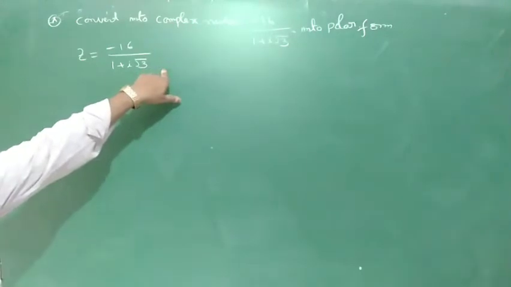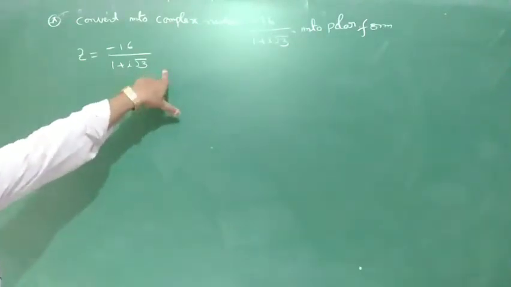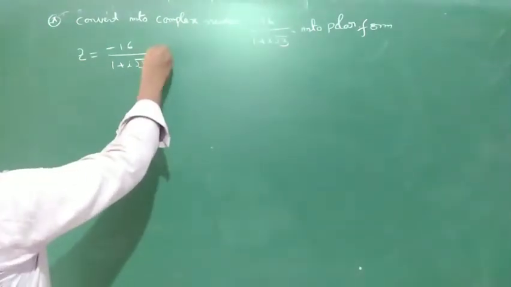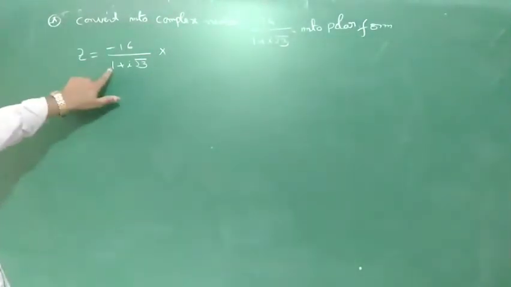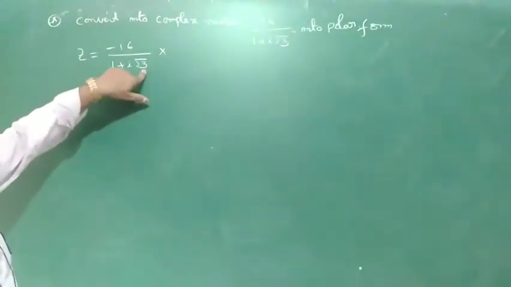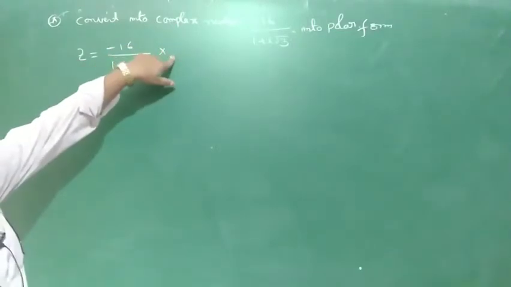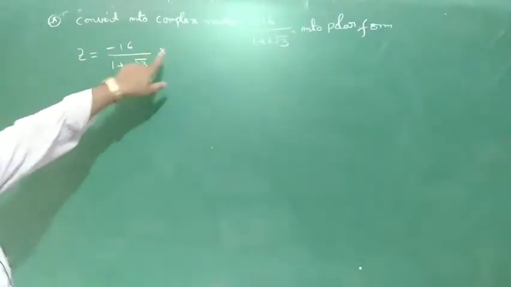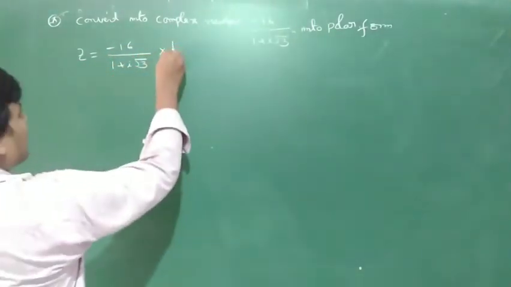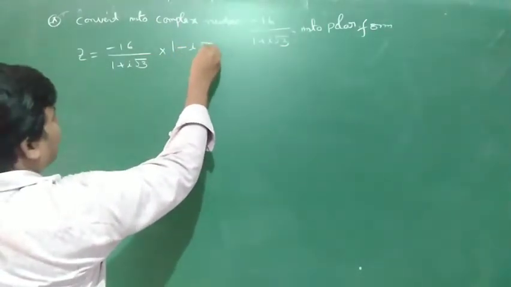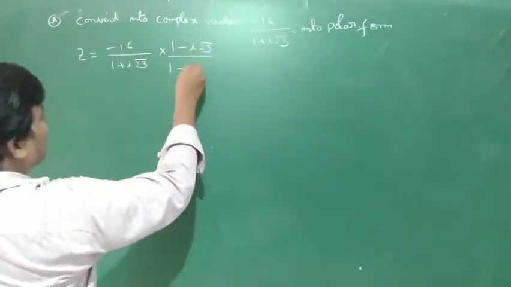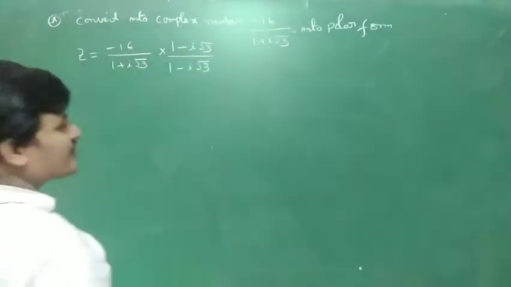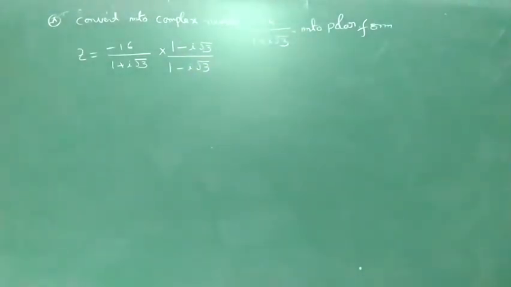What is the meaning of rationalization? For a plus ib, the rationalization is a minus ib, a sign change. So 1 minus i root 3: divide and multiply by 1 minus i root 3. This is the procedure of rationalization.